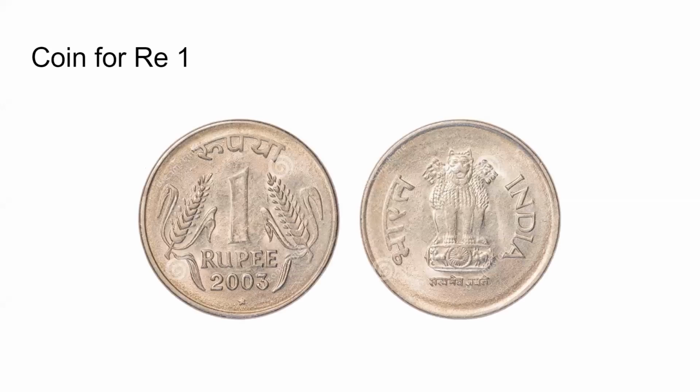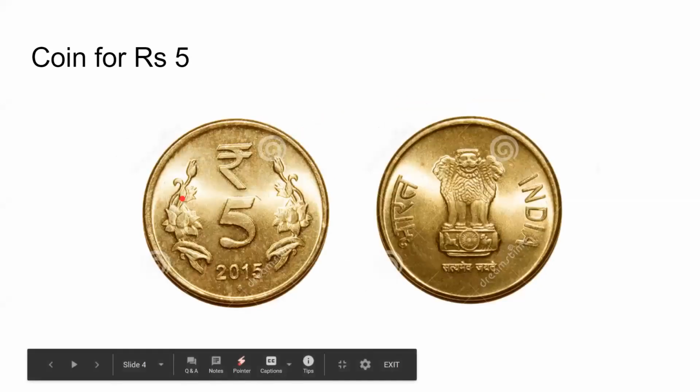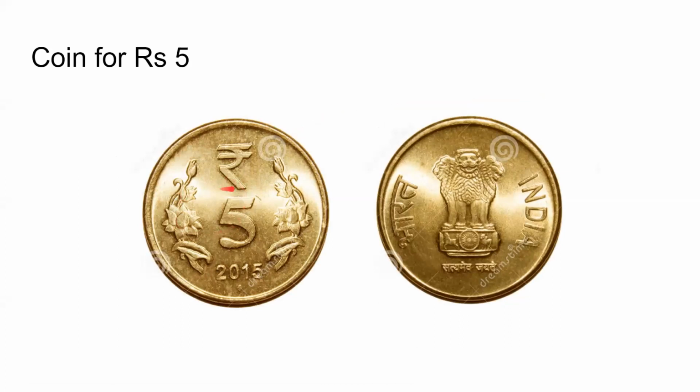Do you remember we were playing with coins of rupees 1, 2 and 5? Today we are going to have a new note with us. So let us see. Remember, this is the coin for rupee 1 and it has 1 written on it. This is the coin for rupees 2 and it has 2 written on it. This is the coin for rupees 5 and it has 5 written on it like this.